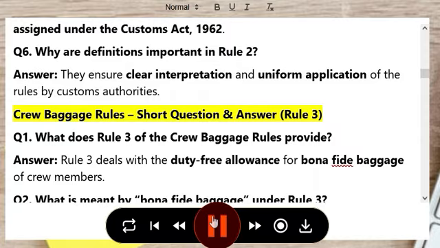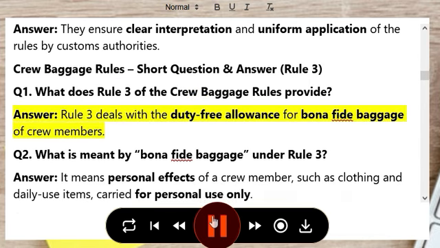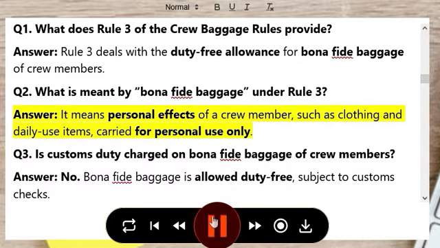Crew baggage rules. Short question answer. Rule 3. Q1. What does Rule 3 of the crew baggage rules provide? Answer. Rule 3 deals with the duty-free allowance for bona fide baggage of crew members. Q2. What is meant by bona fide baggage under Rule 3? Answer. It means personal effects of a crew member, such as clothing and daily use items, carried for personal use only.